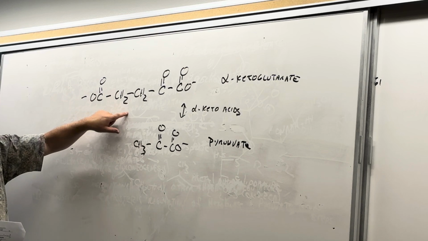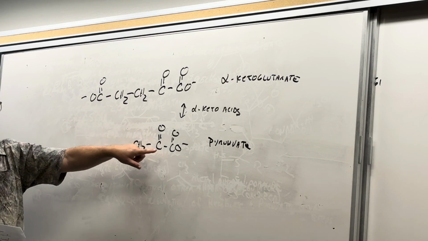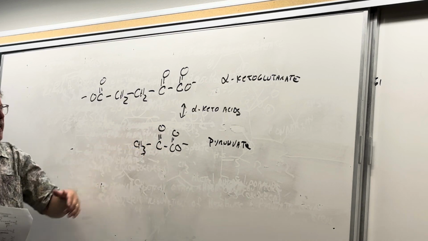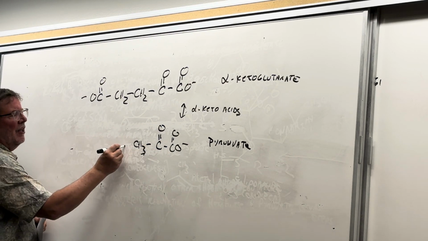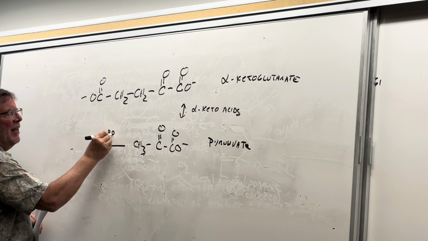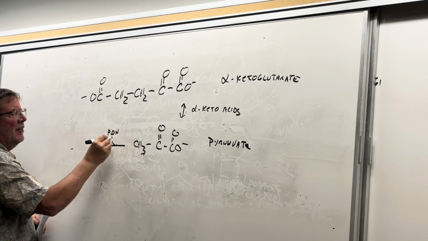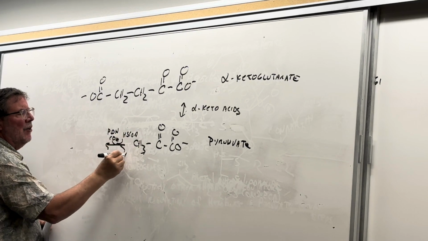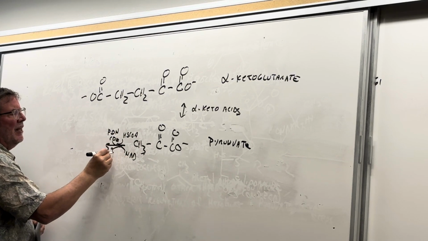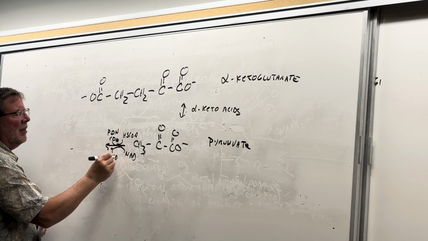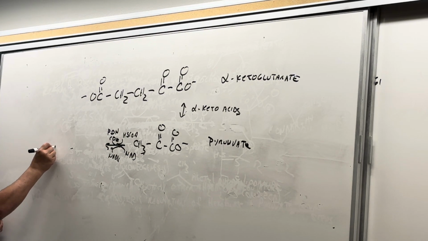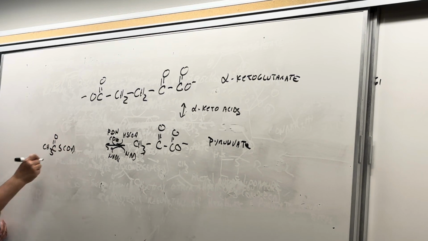The reason I wanted to point this out is because in the pyruvate dehydrogenase reaction, we took the pyruvate and we decarboxylated it. So again, this is the PDH reaction. We decarboxylated, we brought in coenzyme A, we made NAD into NADH, and we ended up with acetyl-CoA as our product.